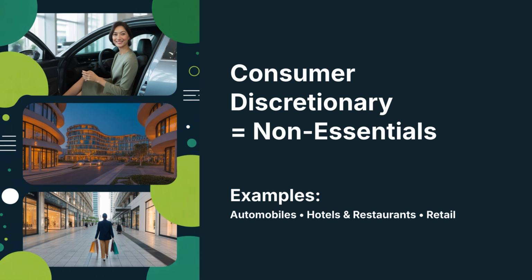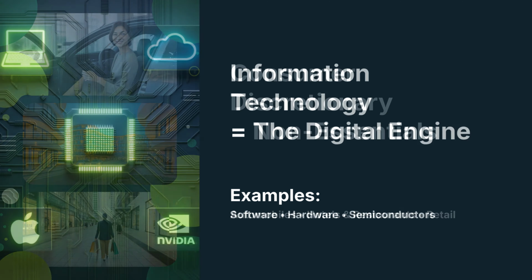You'll find giants like Amazon in retail and McDonald's in the restaurant industry. And then we've got the absolute engine of our modern world, the information technology sector. This is a massive category with industries ranging from software to technology hardware to the all-important semiconductors. As the Motley Fool highlights, this is home to some of the biggest companies on the planet, like Apple, a leader in technology hardware, and NVIDIA, which dominates the semiconductor industry.